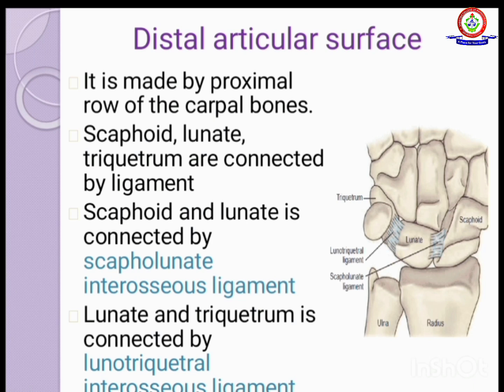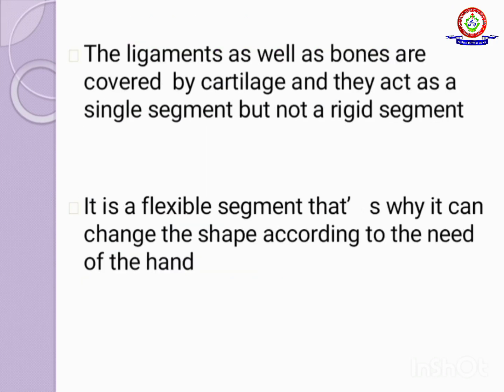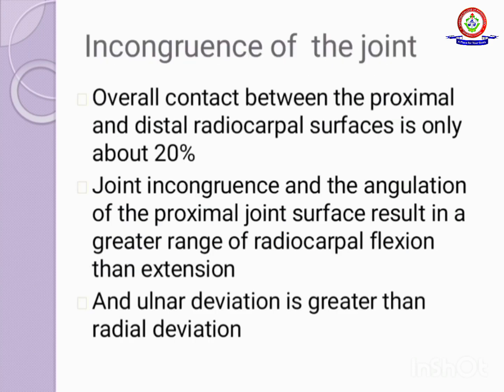The distal articular surface is made by the proximal row of carpal bones, that is the scaphoid, lunate and triquetrum. They are connected by ligaments. The scaphoid and lunate are connected by the scapholunate interosseous ligament. The lunate and triquetrum are connected by the lunotriquetral interosseous ligament. The ligaments as well as the bones are covered by cartilage and they act as a single segment but not a rigid segment. It is a flexible segment, that's why it can change shape according to the need of the hand.